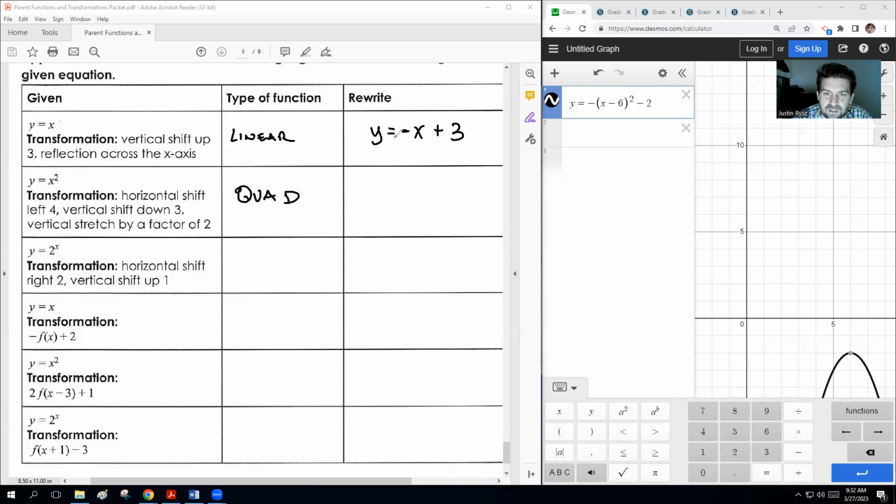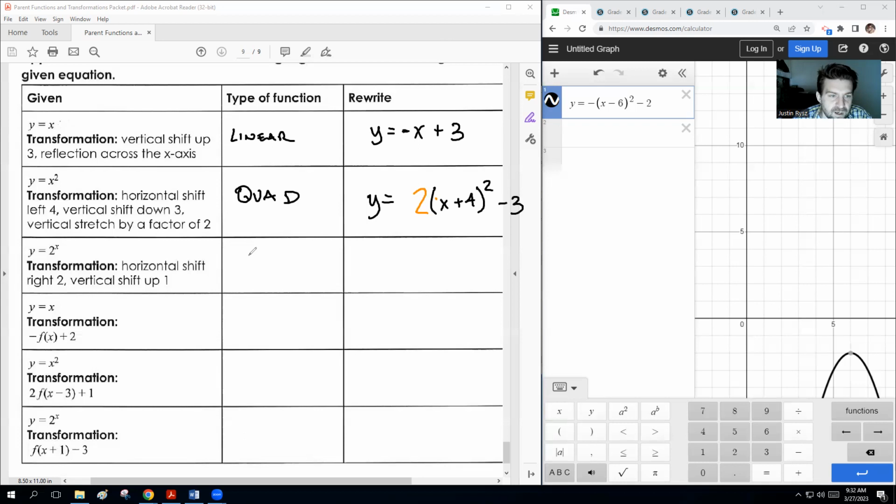We got a horizontal shift to the left, so that means we would add 4 on the inside. Vertical shift down, so we would subtract 3, and have a scale factor stretch of 2, so times it by 2 on the outside.